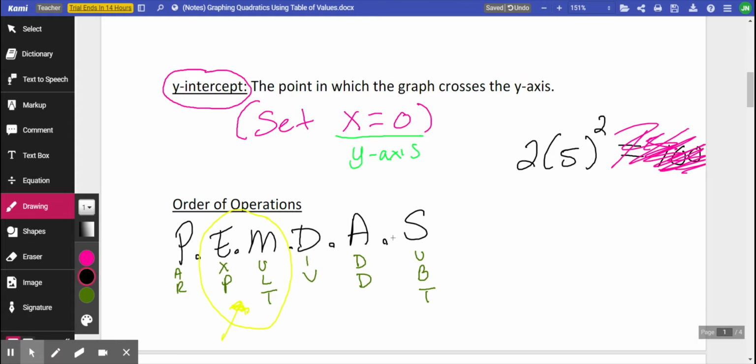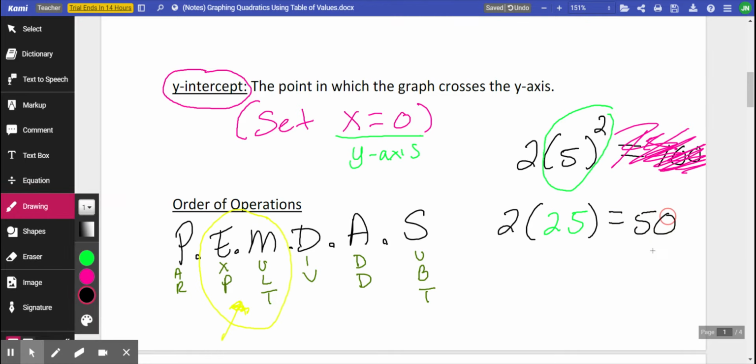So what you want to do is first take the exponent, which means you have to take the power first. That means we square the 5, so 5 to the power of 2. Remember, it's 5 squared, not 5 times 2. When you're squaring the 5, you multiply that 5 by itself twice. So 5 times 5 will give you 25. So the actual answer is 2 times 25, which will give you the value of 50.